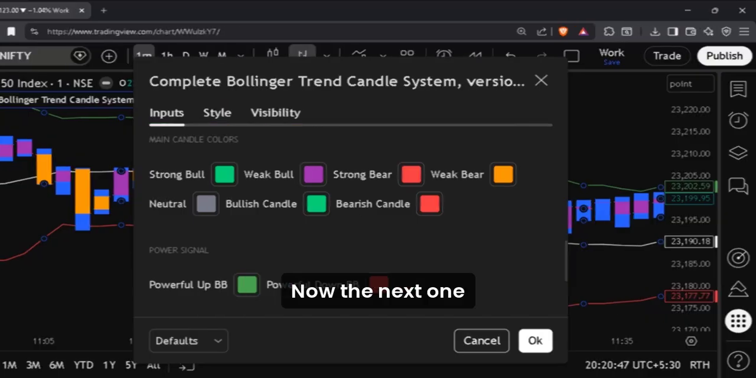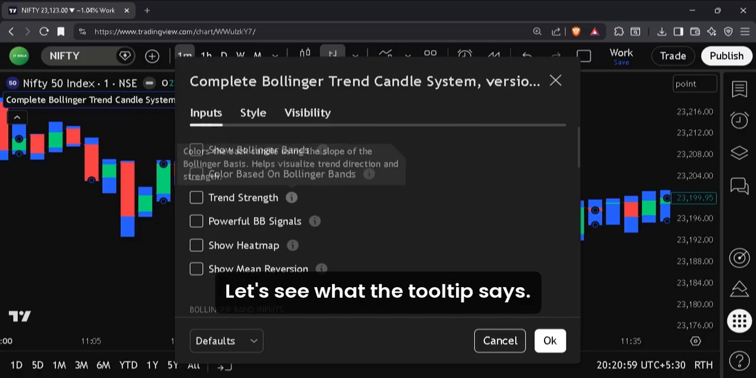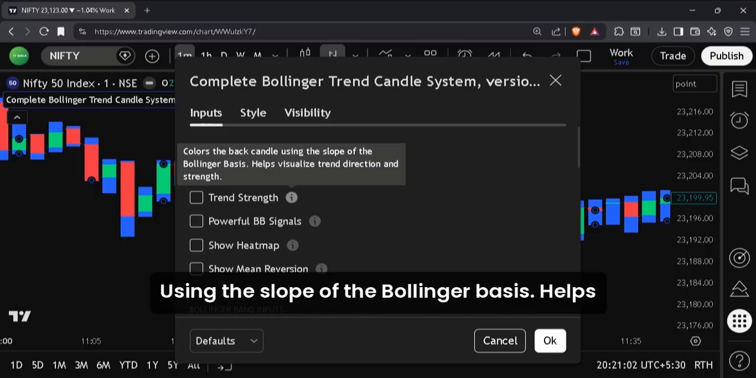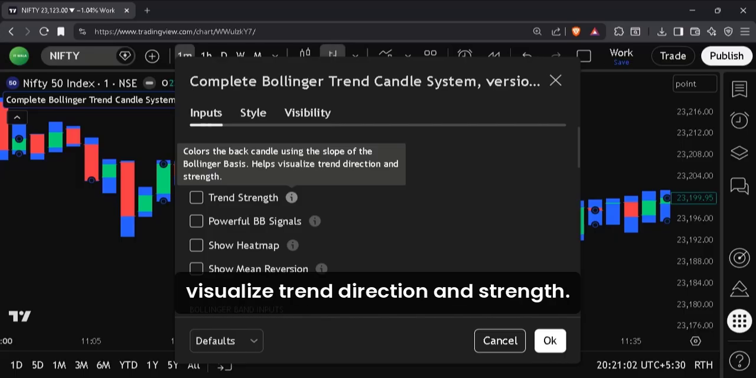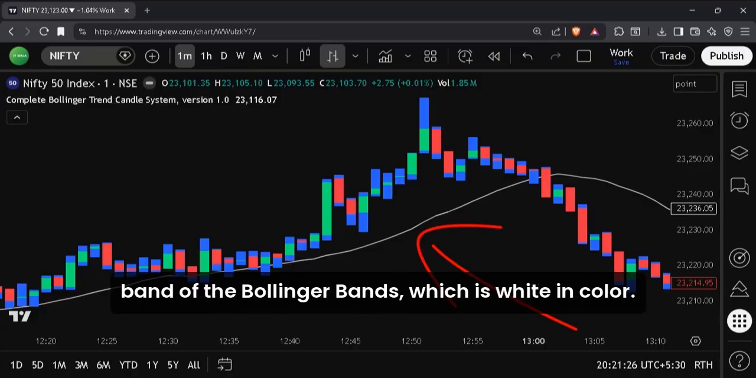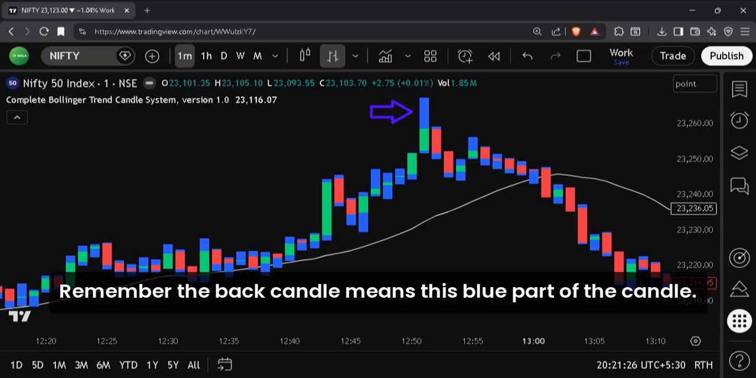Now, the next one. It is called trend strength. Let's see what the tooltip says. It says, colors the back candle using the slope of the Bollinger basis. Helps visualize trend direction and strength. So here, we are going to use the middle band of the Bollinger Bands, which is white in color. And we are going to work on the back candle. Remember, the back candle means this blue part of the candle.